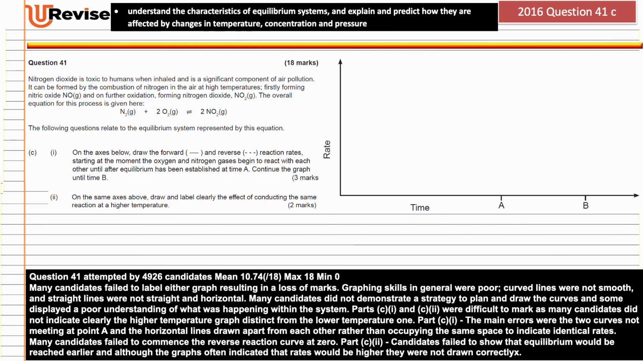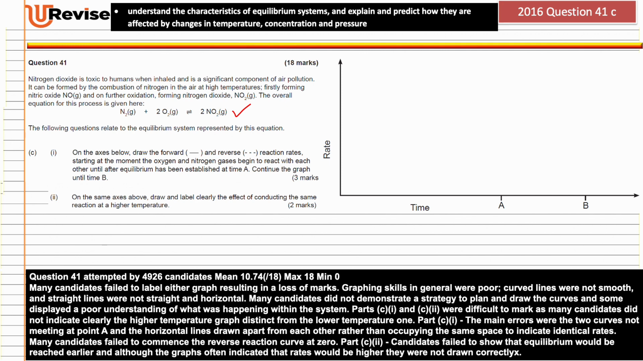Let us take a look at question 41C from the 2016 exam. It reads: nitrogen dioxide is toxic to humans when inhaled and is a significant component of air pollution. It can be formed by the combustion of nitrogen in the air at a high temperature, firstly forming nitric oxide, and on further oxidation forming nitrogen dioxide. The overall equation for this process is given here. The following questions relate to the equilibrium system represented by the equation.